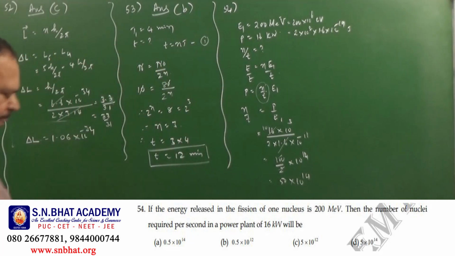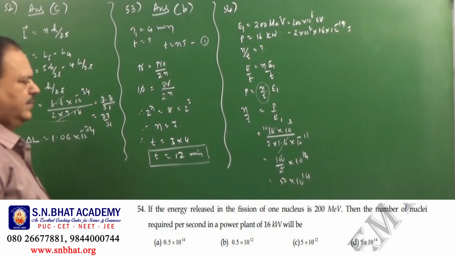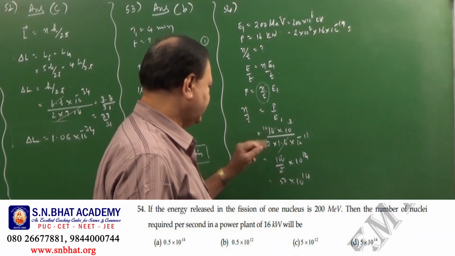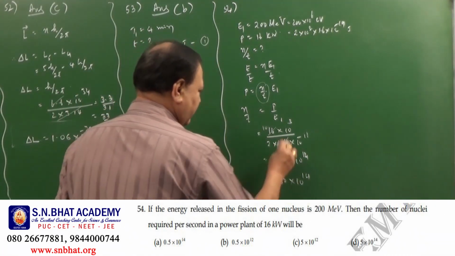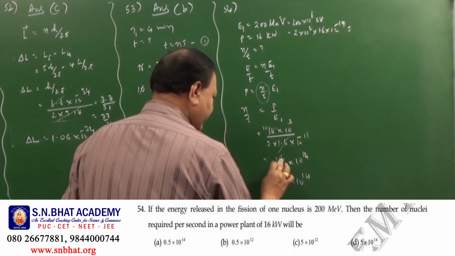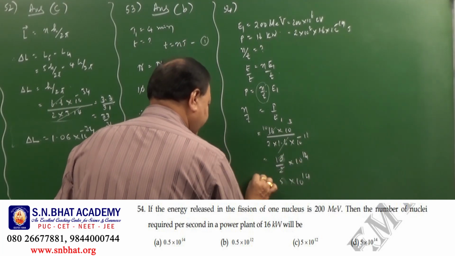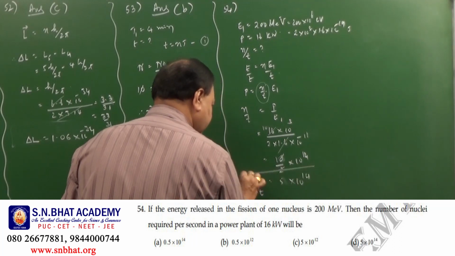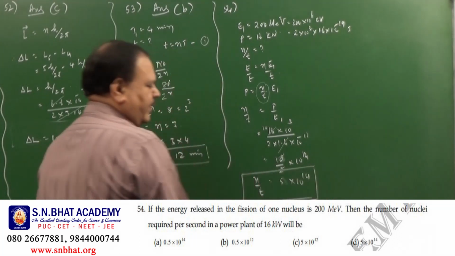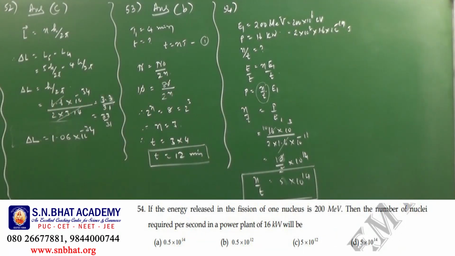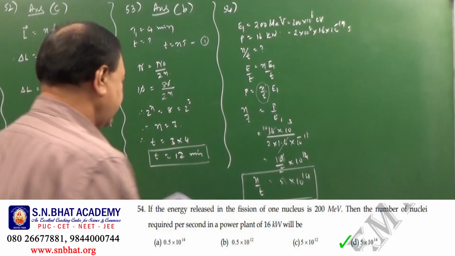1.6 ones are, 10s are, yes, and sorry, it is 5, not this, 5, and therefore it is 5 into so much, and your answer is equal to so much. Therefore it is 5 into 10 to the power of 14. So the answer for this question is D.